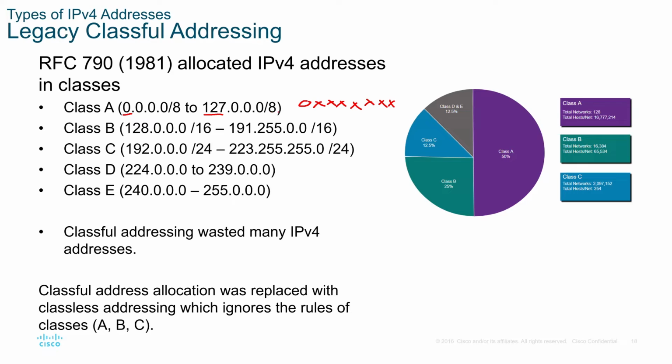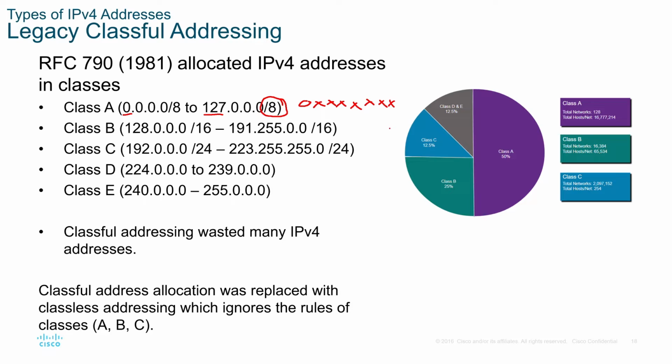Class A's default subnet mask is a /8. So A's have the fewest networks, but the largest amount of hosts per network. These are normally assigned to large corporations, service providers, and countries.